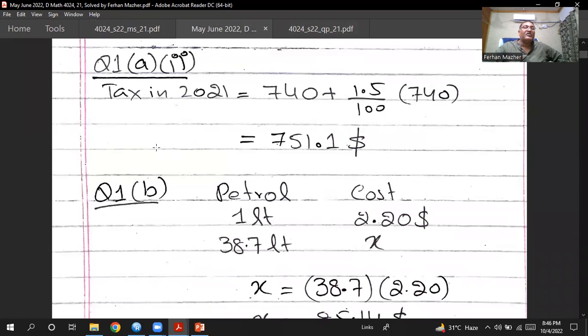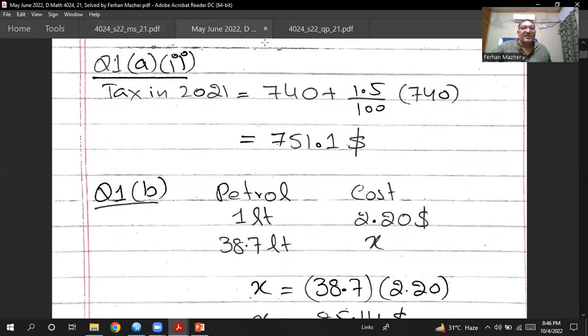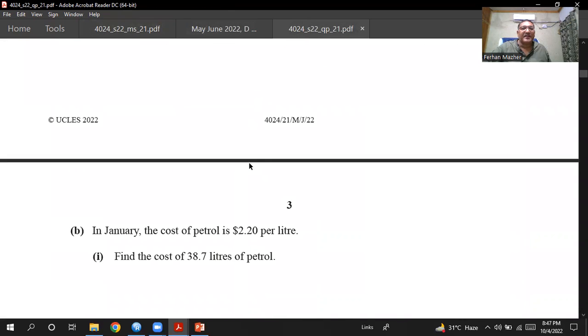You see, the tax in 2021 will be the tax in 2020 plus 1.5% increase in that amount. So it will be 740 plus 1.5 divided by 100 multiply 740, and when you enter this in your calculator, it will be $751.1. So in 2021, the tax will be $751.1. $751.1 is the right answer, sir. So this is how you do this part. And then we have the next part.